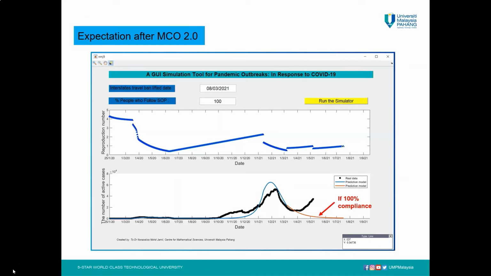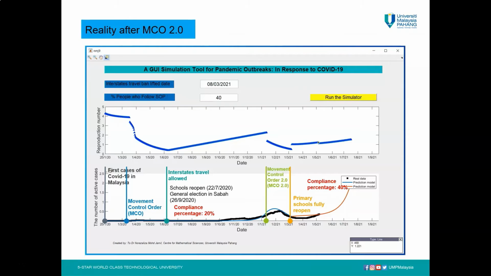Next, the Malaysian government imposed the Movement Control Order 2.0 on 13 January 2021, and we expect that the number of cases will decrease as shown in the graph. This means that if we have 100% compliance, we might be able to control the spread of the disease. However, this is not what happened in reality. The number of cases keeps increasing. The model measures that only 40% of the public follow the SOPs.